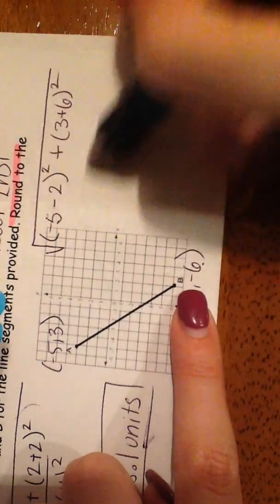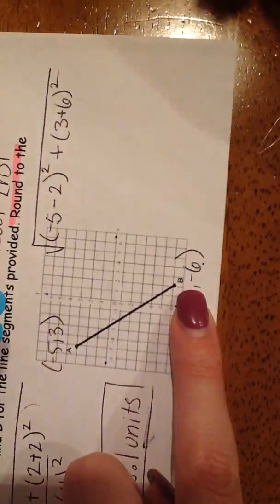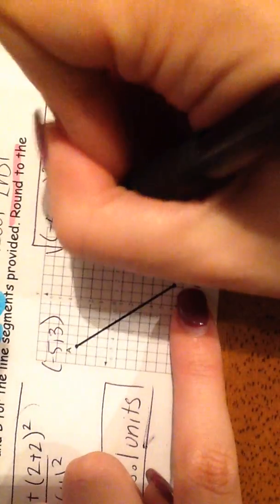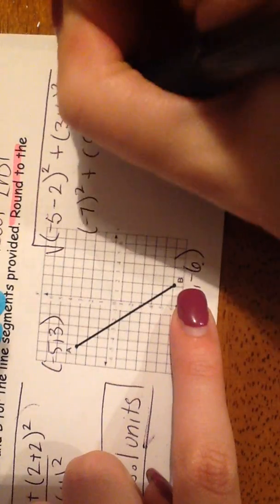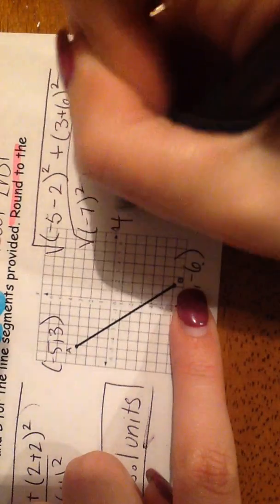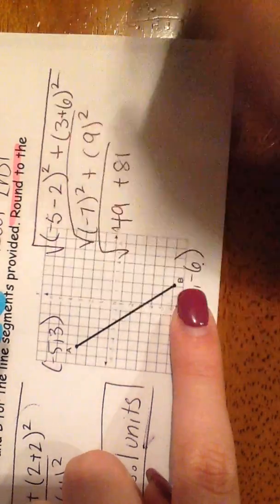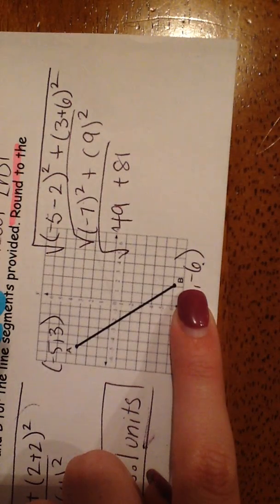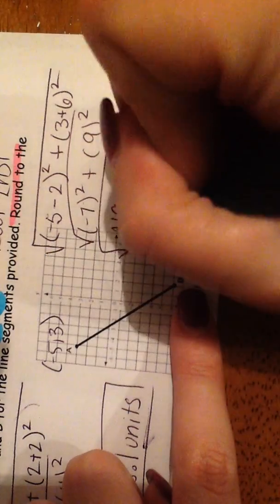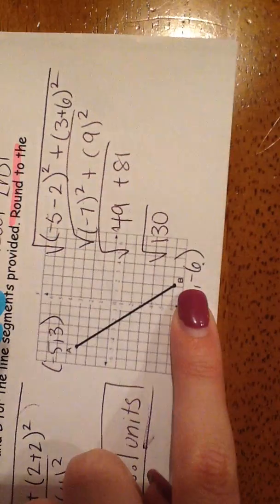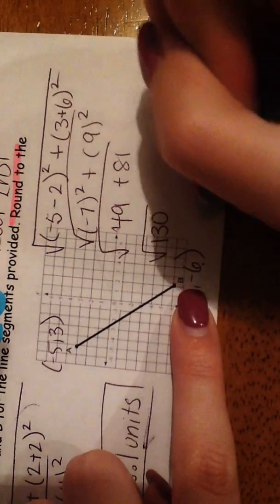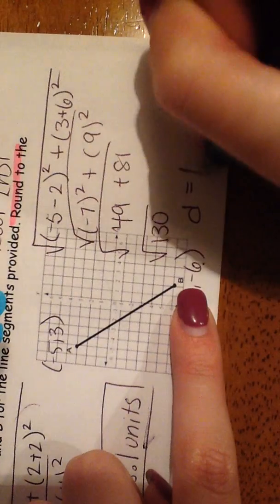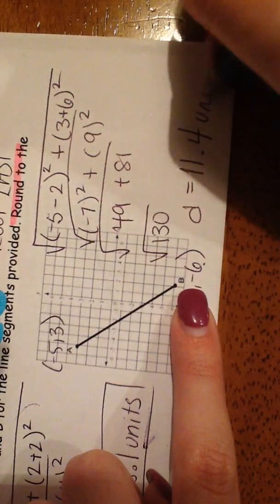I'm going to show you in class the smart way of typing this into your calculator. If you want to just work on it by hand for now, that's great. So -7 squared plus 9 squared: 49 plus 81, which is 130. I'm now going to square root 130, and I get 11.4. So d equals 11.4 units.